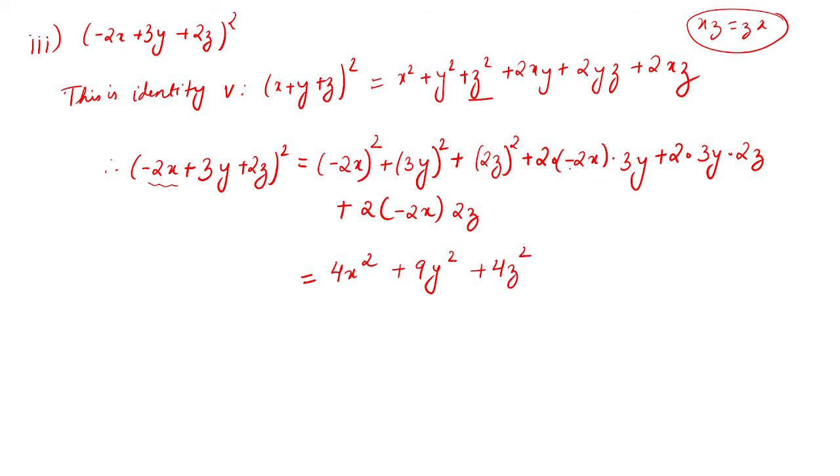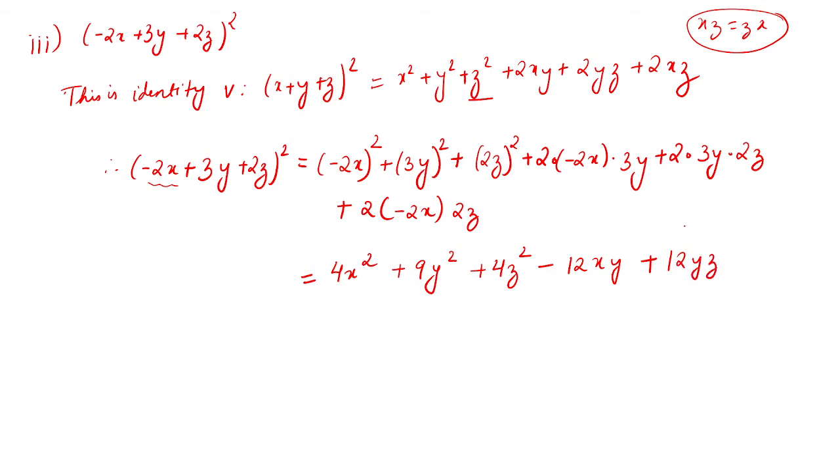Now here plus, let me just try using the highlighter, okay, to make it easier to see. Minus into plus will be what? What will minus be and plus be? It will be minus. So 2 into 2, 4, 4 into 3, 12, x into y, xy, plus 2 into 3, 6, 6 into 2, 12yz.